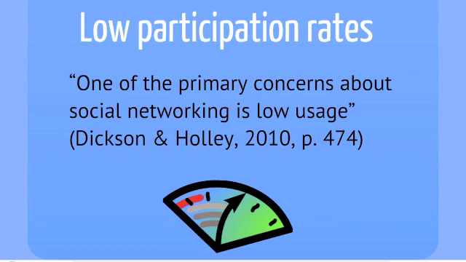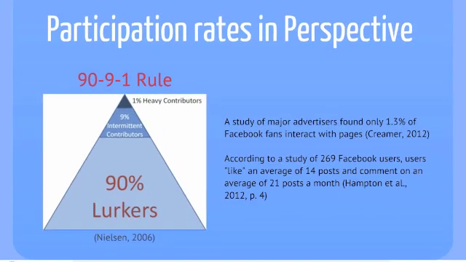So moving on from quantitative data, we have low participation rates. So as Dixon and Hawley say, one of the primary concerns about social networking is low usage. But participation is a tricky topic with social media, so it requires a little bit more context. First of all, we have to consider the 90-9-1 rule, which dictates that 90% of social internet users are lurkers, which means that they don't comment or like anything posted, they simply read and take in information. Only 9% of users are intermittent contributors, and only 1% are heavy contributors.